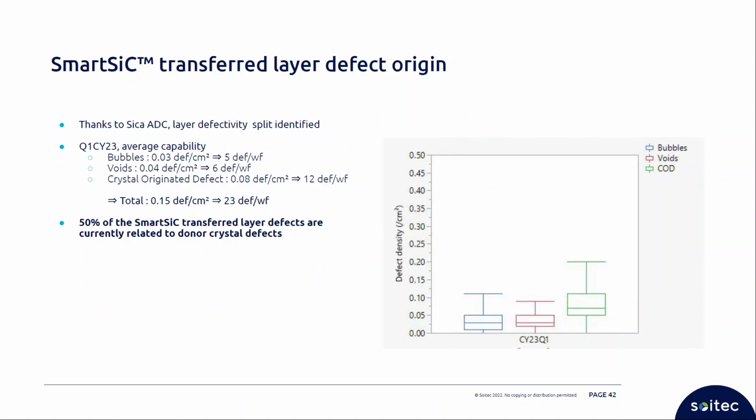But now, as I mentioned before, we have 3 sources. We have 3 classifications of defect: bubble, voids, and crystal originated. Some defects come from the SmartCut, some defects come from the donors. And hopefully we have 50% coming from the donor and 50% from the SmartCut.